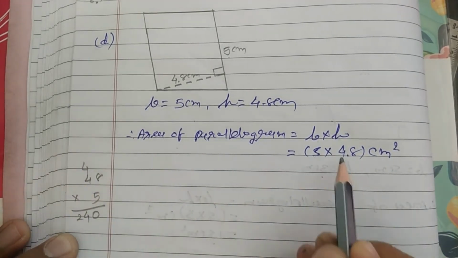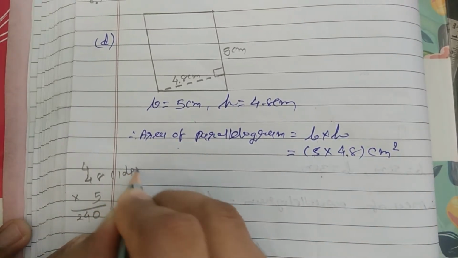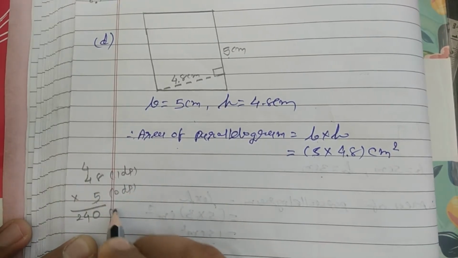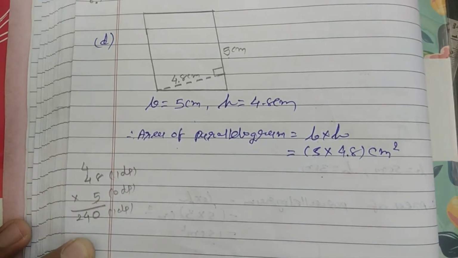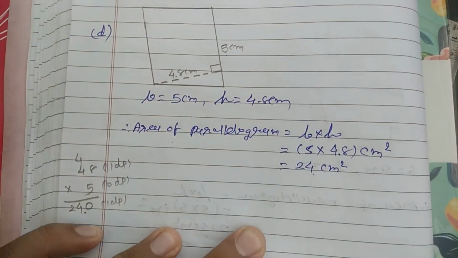So here we know that in 4.8 there is 1 decimal place, and in 5 there are 0 decimal places. 1 plus 0 is 1. So our answer will come in 1 decimal place. Therefore before 4 we will put the decimal point. Therefore our answer is 24. So that is equal to 24 centimeter square.